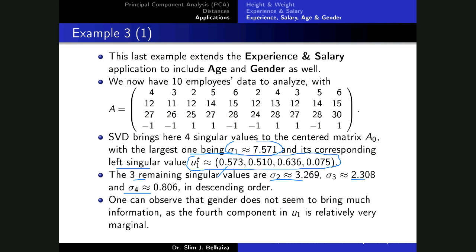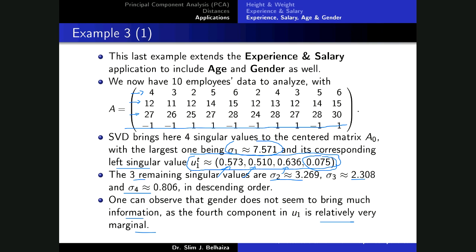So the first 3 entries reflect the importance of the first 3 criteria, which are what? Number of years of experience, salary, and age, right? What about gender? You see, it's very small. This entry is very small compared to the previous ones. So one can observe that gender does not seem to bring much information from the first left singular vector. So this entry is relatively very marginal, which gives us an idea to remove this.